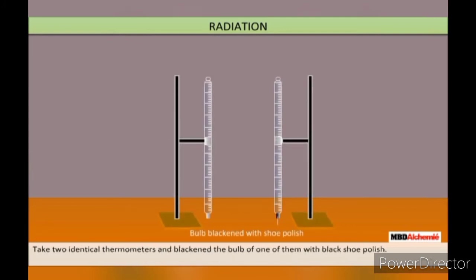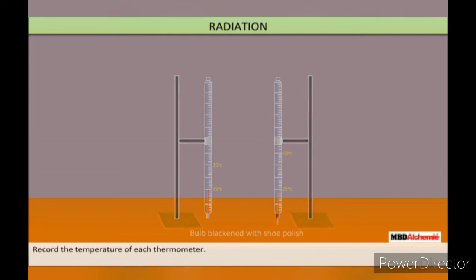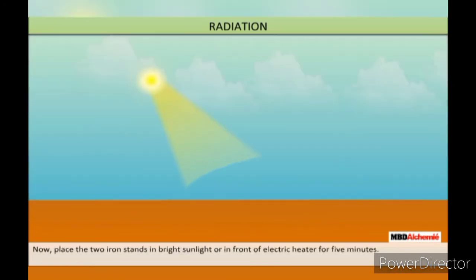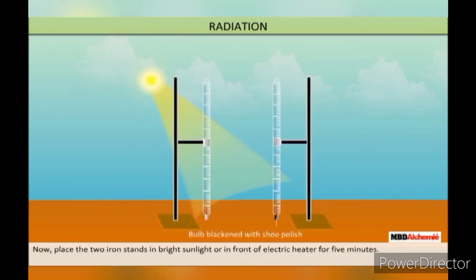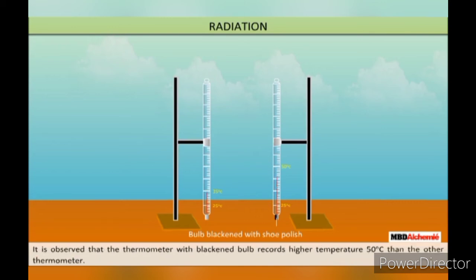Take 2 identical thermometers and blacken the bulb of one of them with black shoe polish. Suspend them from an iron stand as shown here. Record the temperature of each thermometer. Now, place the iron stand in bright sunlight or in front of an electric heater for 5 minutes. It is observed that the thermometer with the blackened bulb records a higher temperature, 50 degrees Celsius, than the other thermometer.